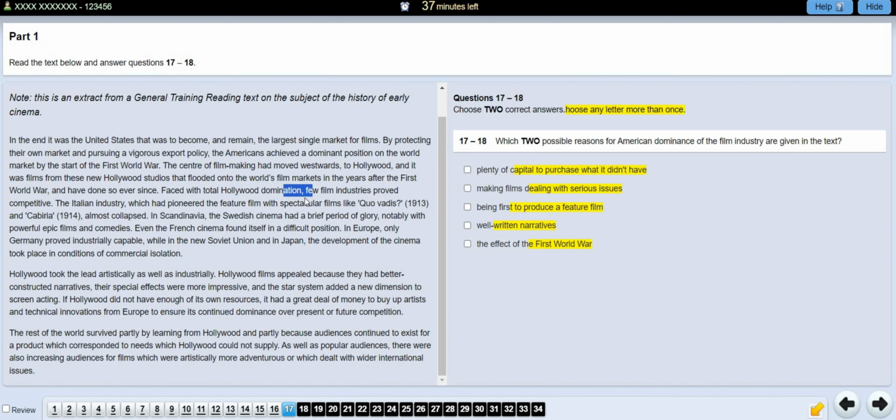Also, they were faced with Hollywood domination, total Hollywood domination. Few film industries proved competitive. The entire industry that pioneered pictures collapsed. The Scandinavian, they showed up. The French in Europe, they showed up. Only Germany proved industrially capable.